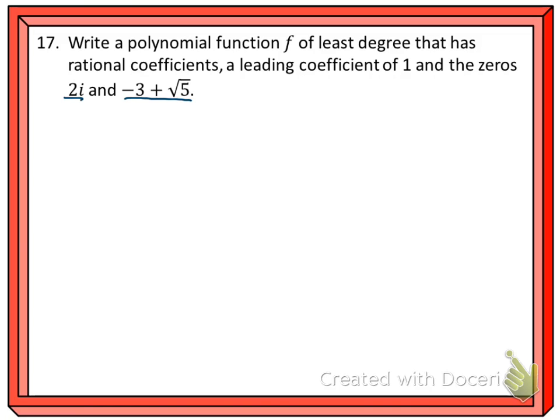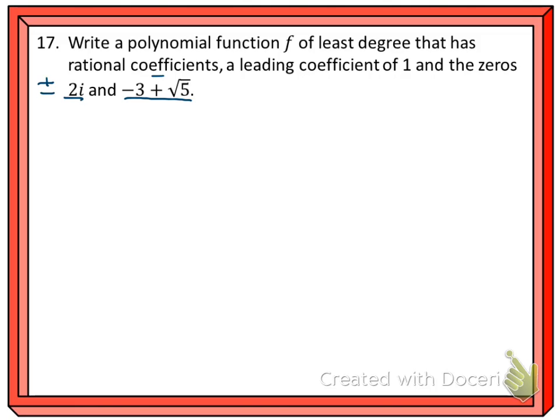So really, this only looks like 2 zeros, so you might think, oh, it's got to be quadratic. But since the first one is complex, you actually have plus or minus, and the same thing with the irrational one, you have plus or minus, because those things come in conjugates, so there's really 4. You should expect to have a 4th degree equation here.